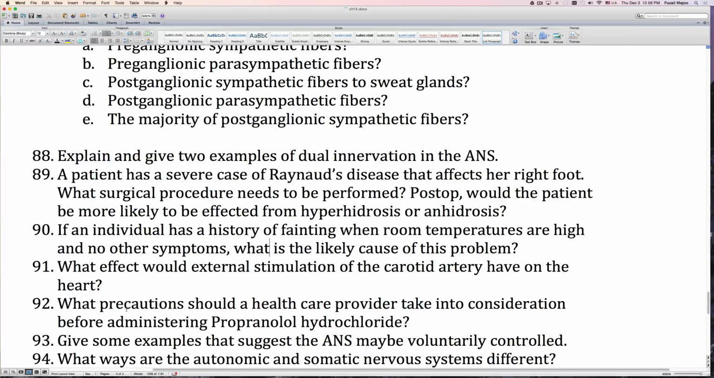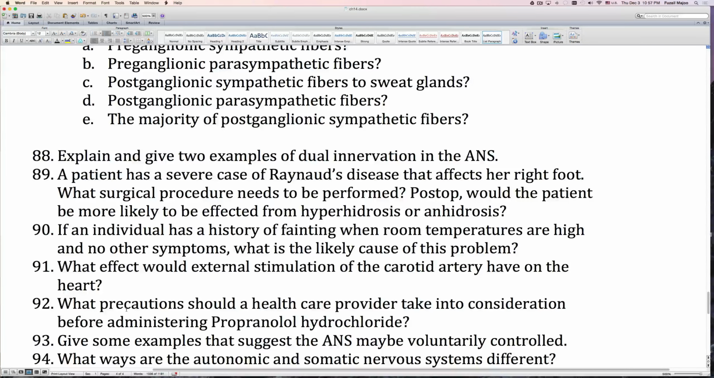Number 92. What precautions should a healthcare provider take into consideration before administering propranolol hydrochloride?